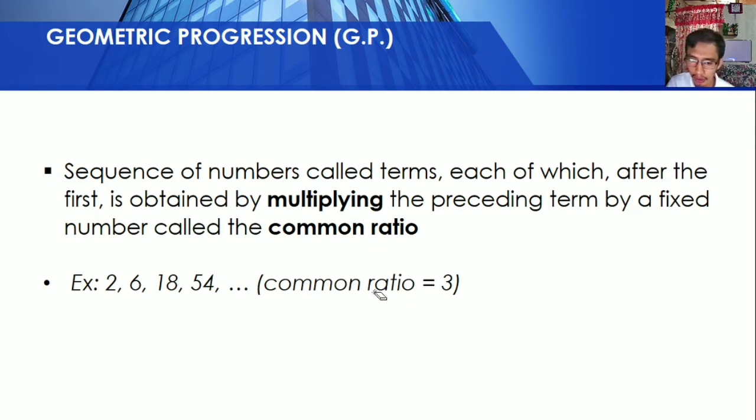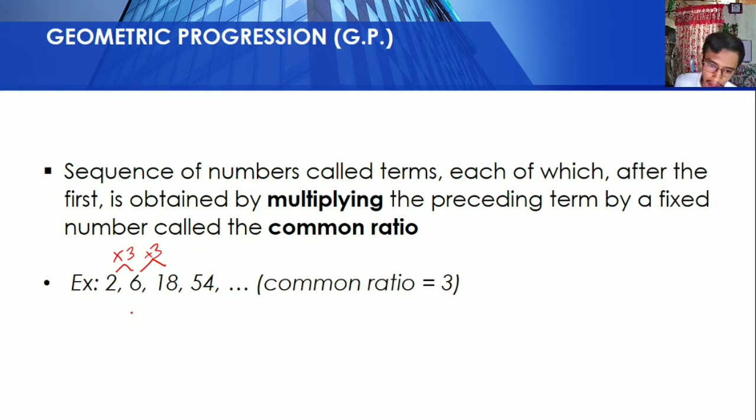Mapapansin natin, to obtain the second term, kailangan nating i-multiply yung first term ng 3, which is yun yung common ratio nila. So, to obtain the second term, times 3 mo ito, 2 times 3 is equal to 6. Then to obtain the third term, 6 times 3 is equal to 18.